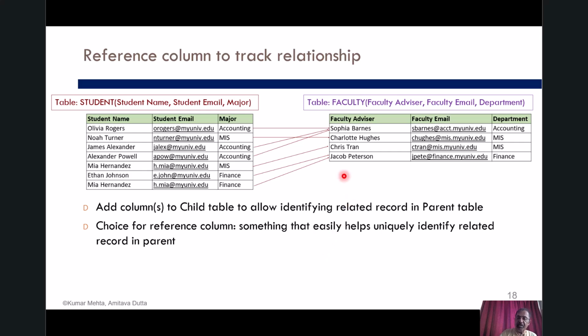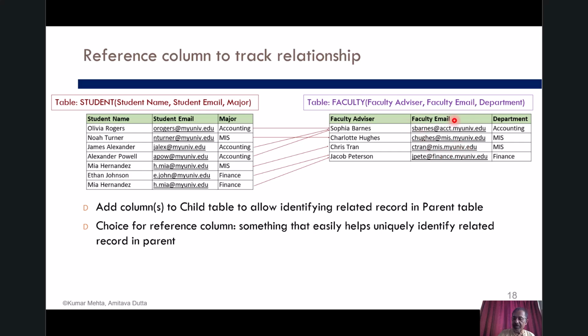So what we would need to do in this example is take some column from the faculty theme and add it to the student theme. And the one we would pick should be something that easily identifies the advisor. So as soon as I identify a student, I ask, who's the student's advisor? That reference column that I will add to this table should be something from the parent that easily identifies the parent. Okay.